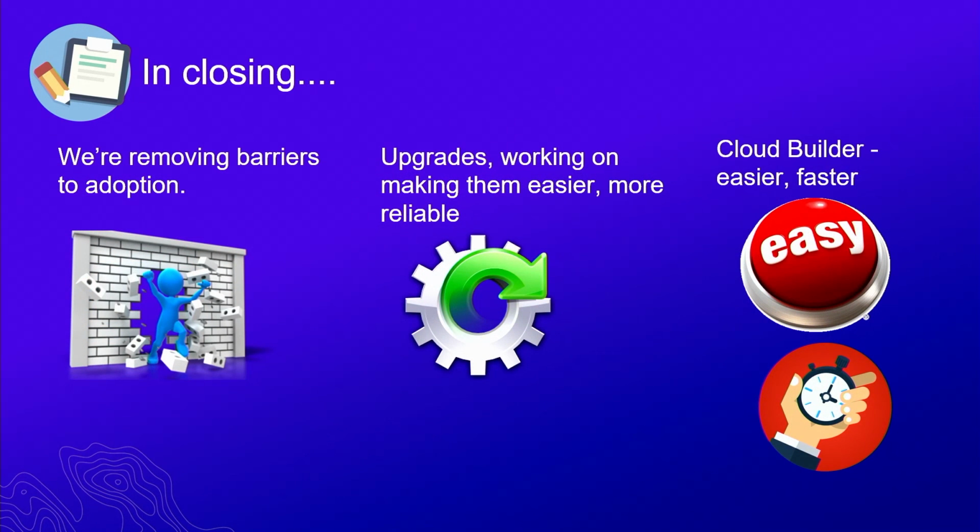Now, in closing, I want to make sure that we covered a few themes. The first is we're trying to remove barriers to adoption. Let us know how we're doing, especially if you want to participate in the private image beta. Second, upgrades. We're working on making them easier, more reliable. That's a key theme across the ArcGIS Enterprise team, and that's something really important for us on the AWS team. And then also, Cloud Builder is designed to be easier and faster.